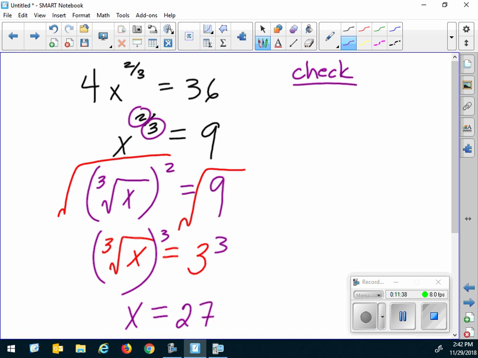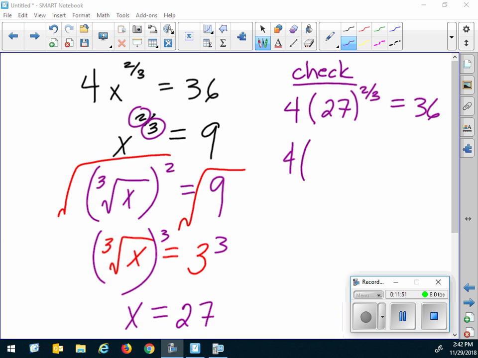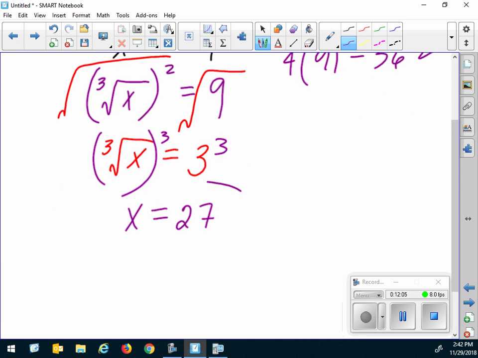So this is 4 times 27 to the 2/3 power. Does that equal 36? Well, I don't know if it does or not. What's the cube root of 27? 3, and 3 to the 2nd power. Does 4 times 9 equal 36? Check. So you go down here and you circle.